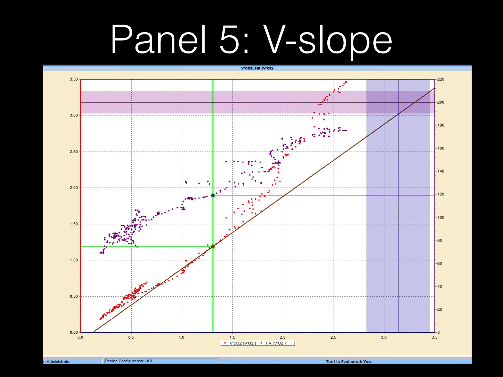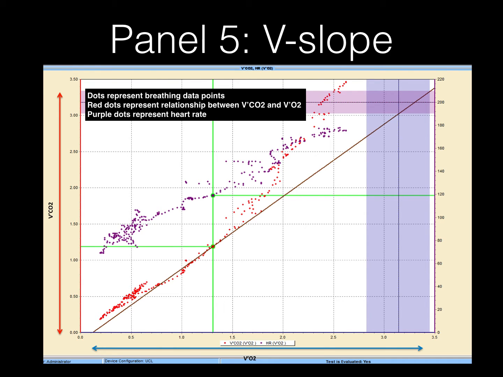Here we have, in our configuration, panel 5, the V-slope. The V-slope is a graph of VO2 on the x-axis and on the y-axis VCO2. Here we're looking at the dots plotted that way, and they're in red on our screen. The purple dots represent the heart rate. So each red dot is an individual measurement of a VCO2 plotted against VO2.